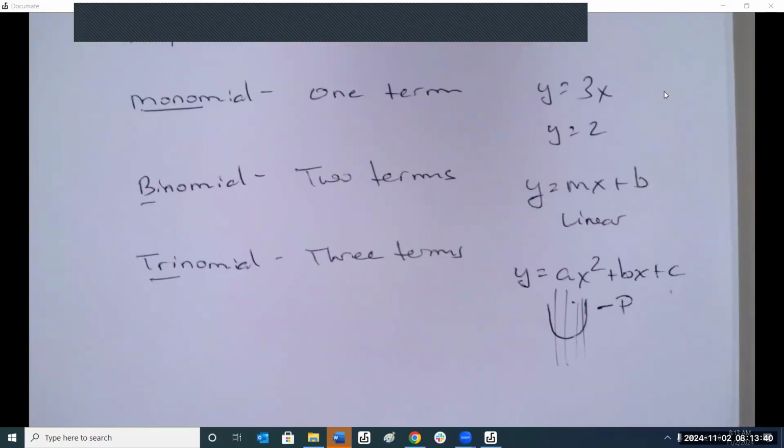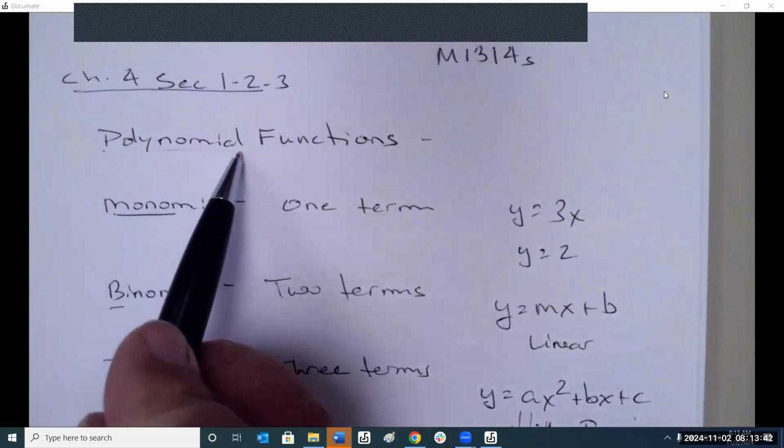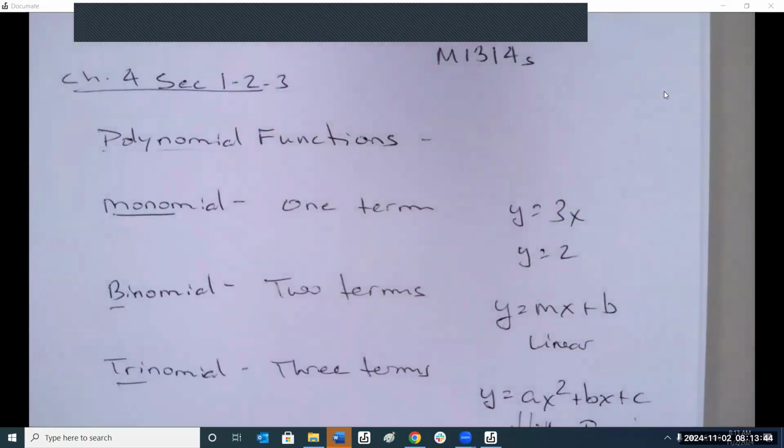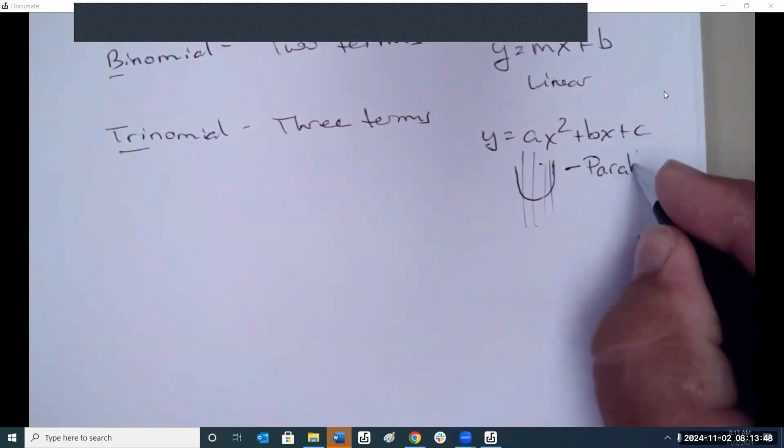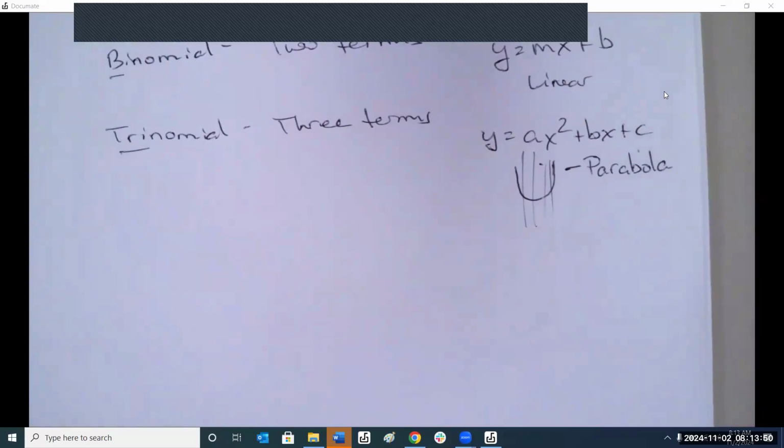Yeah, I know what you want to say. You want to say polynomial, but that's what we're looking at. We're looking at all these. All these are polynomials. It's a parabola.